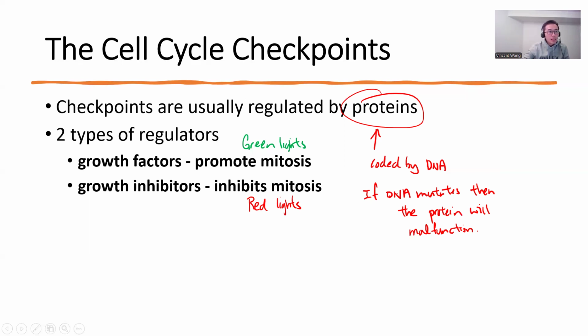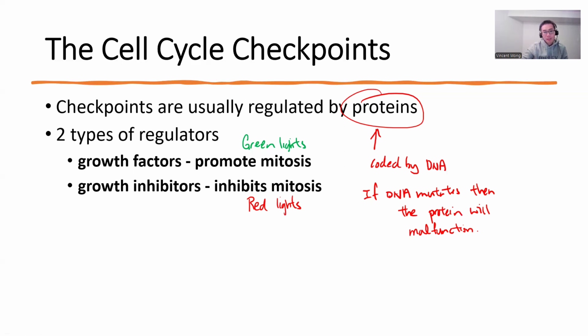There's a question. So when telomeres are too short, it's inhibited by a growth inhibitor? Yes. To phrase it properly, there would be a protein that would check the telomere length. And if it's too short, then that protein will inhibit mitosis. So in this scenario, the protein that's checking the telomere length is a growth inhibitor.